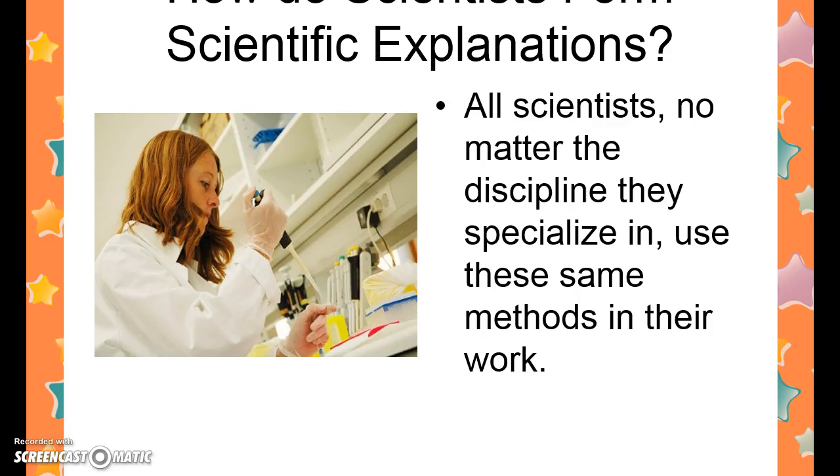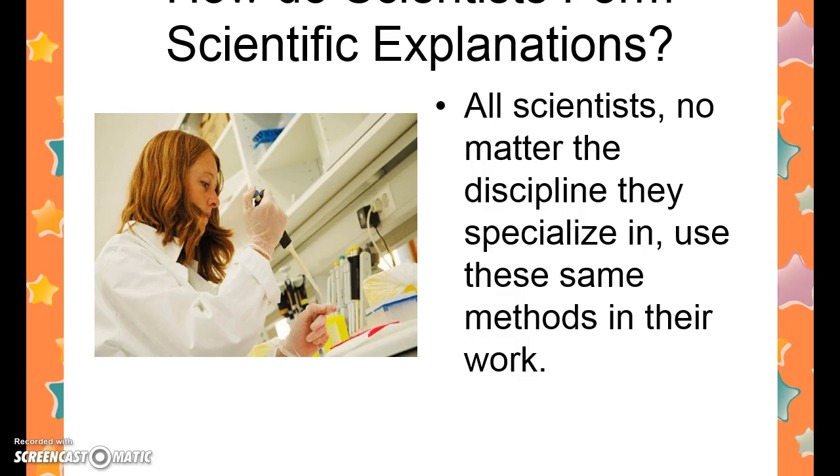All right, so how do they form them? All scientists, this is important, no matter the discipline. So the discipline means science. There's lots of different types of scientists. The discipline is what they specialize in. For instance, my degree is in molecular microbiology. Do I know much about ornithology or birds? Probably not, because I didn't specialize in that discipline. In school, you probably have 7 different disciplines that you're studying right now. Science, math, language arts, civics. Okay, so those are different disciplines of school. Well, in each of those big overarching themes, there are smaller disciplines.